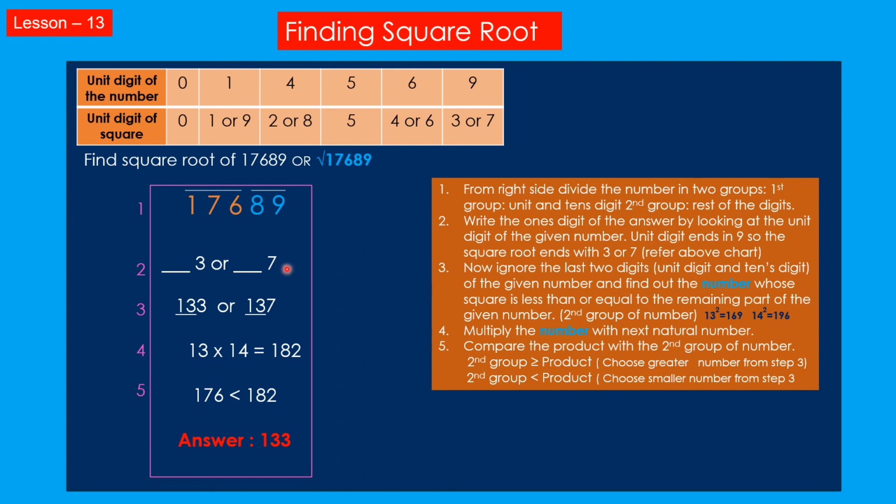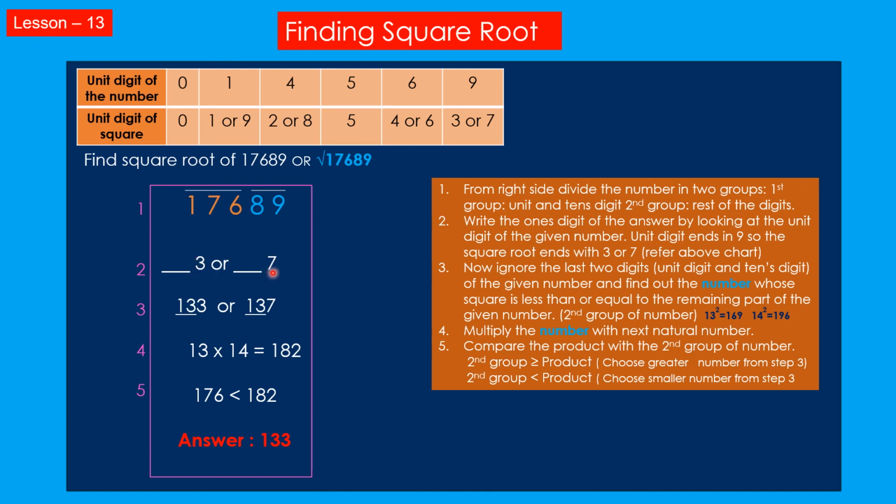You find the unit digit of the answer by looking at the unit digit of the given number. Here the unit digit of the given number is 9. Alright, so if the given number ends in 9, then the unit digit of the square root is either 3 or 7. So you write here 3 or 7. So you found the unit digit of your answer.